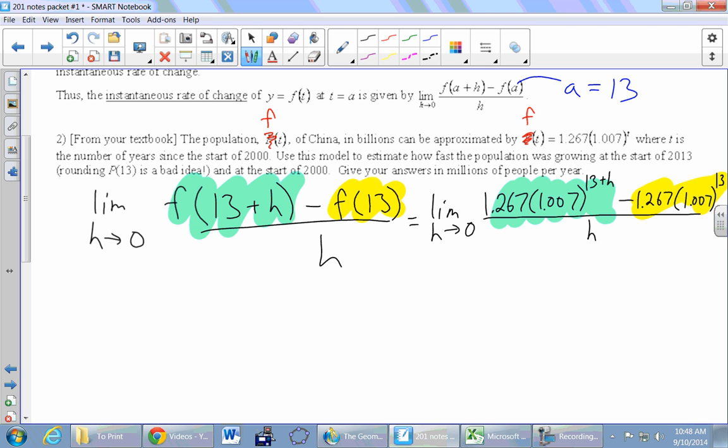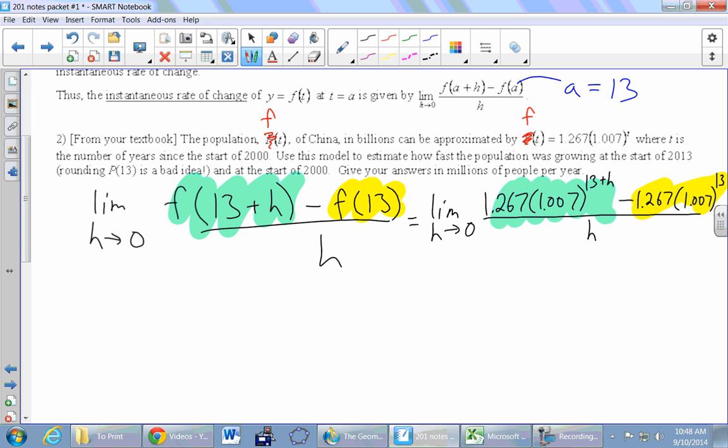Okay, so here's the tricky part. Every time we see a new limit, what should we try first? Just plug in. So when we let h equal 0, what happens on the top? We see that they cancel and it's just 0 up on the top. And what do we get on the bottom? Also 0. And that 0 over 0 is this dreaded indeterminate form, and it means there's work to do. It means plugging in just didn't get us an answer.